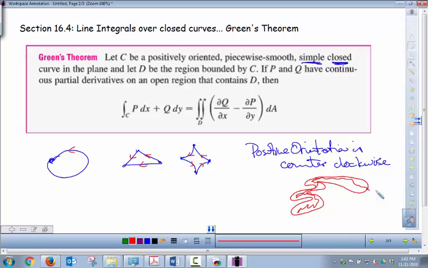Another way to describe it is that if you yourself were walking along this counterclockwise direction on this closed curve, then the inside would be on your left side. Think about that.